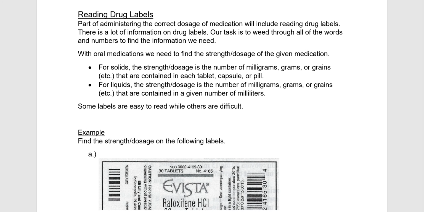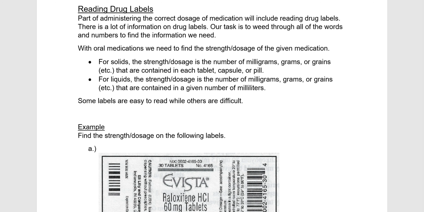Okay, so for the next thing here, we're just going to get some practice in reading drug labels. So usually drug labels are pretty cluttered with information. So what we're going to do is weed through all of these words and numbers and find the information that we need. So for these oral medications, what we're going to have to do is find the strength per dosage of the given medication. And for solids, the strength per dosage is going to be the number of milligrams, grams, or grains, etc. that are contained in each tablet, capsule, or pill.